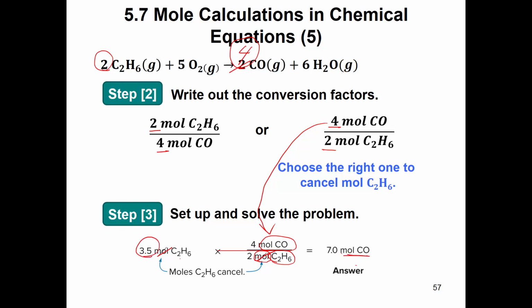So 3.5 times 4 is 14, and then divided by 2 gives me 7. So 7 moles of CO is what I can make if I have 3.5 moles of C2H6.